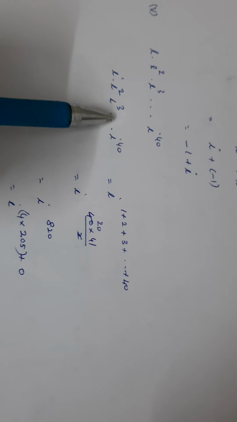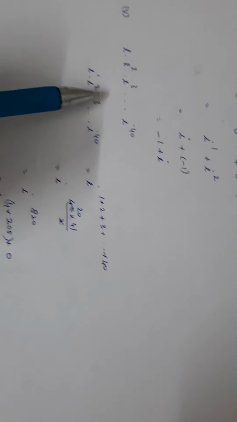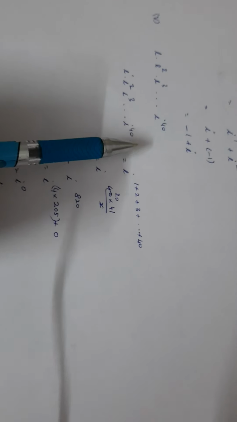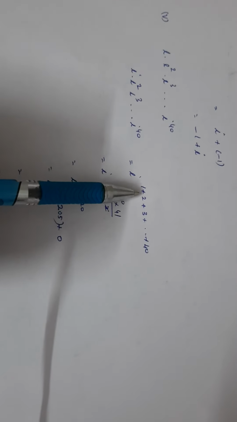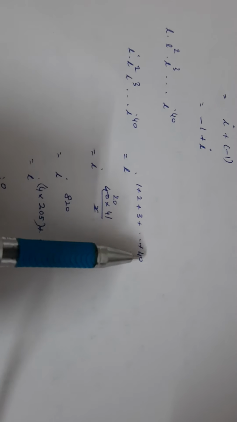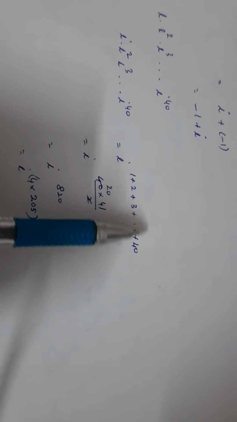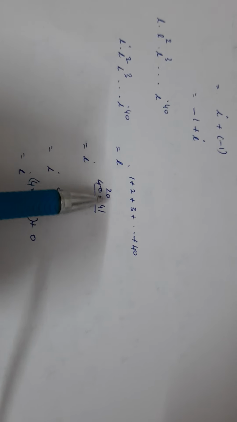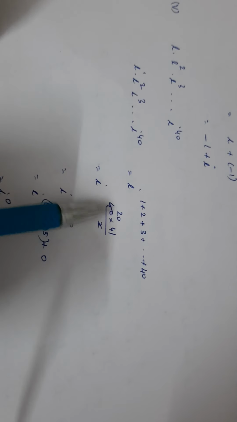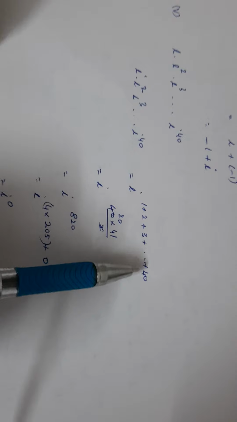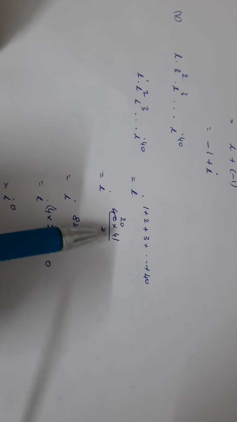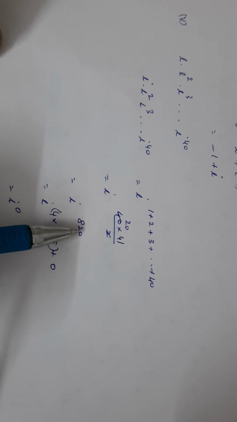So while multiplying this, the powers are to be added. So i power 1 plus 2 plus 3 plus etc. to 40. We know that the summation of the first n natural numbers is n into n plus 1 by 2. So 1 plus 2 plus 3 plus etc. to 40 is equal to 40 into 41 by 2, or it is i power 820.